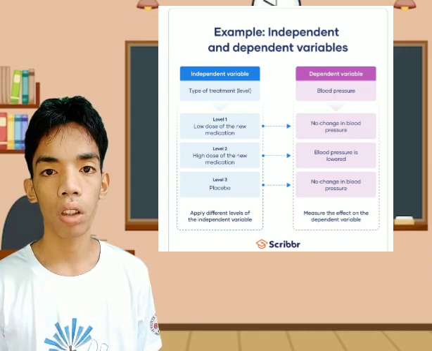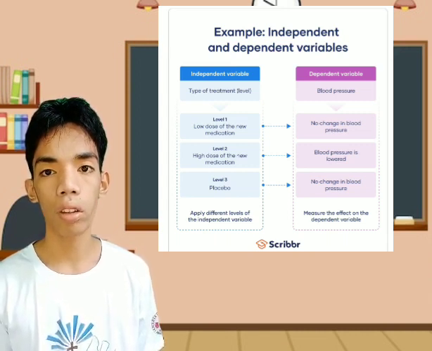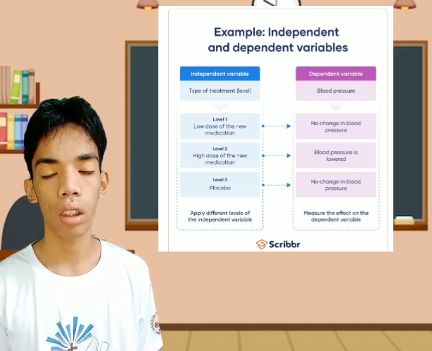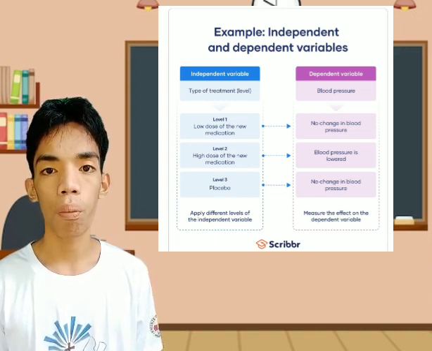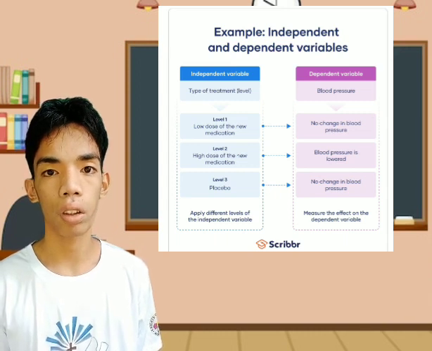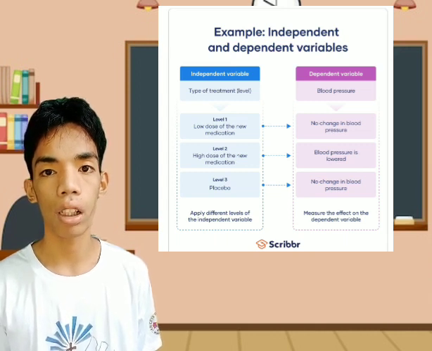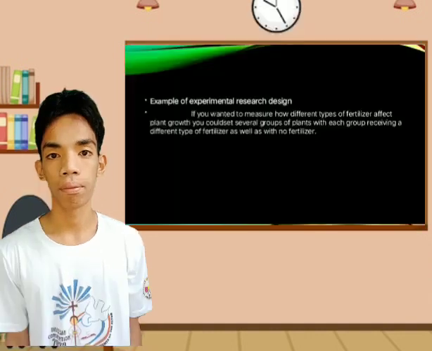Dependent variable, no change in blood pressure. Independent variable, high dose of the medication. Dependent variable, blood pressure is lowered. Independent variable, level 3, placebo. Dependent variable, no change in blood pressure. Independent variable applies different levels, while the dependent variable measures the effects.